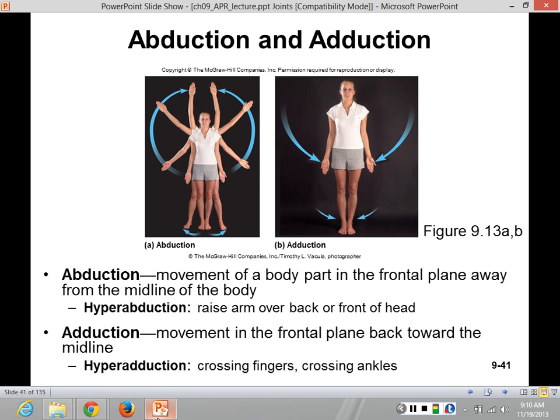Flexion of the trunk, what muscle? Wait a minute. No, we said flexion or extension. Flexion is your abdominals. What comes before abdominis? I keep forgetting. Rectus abdominis. Rectus, right?